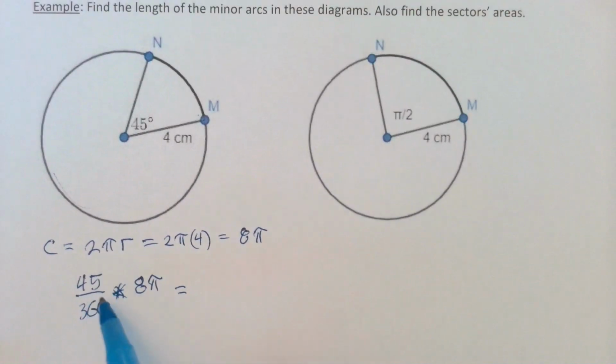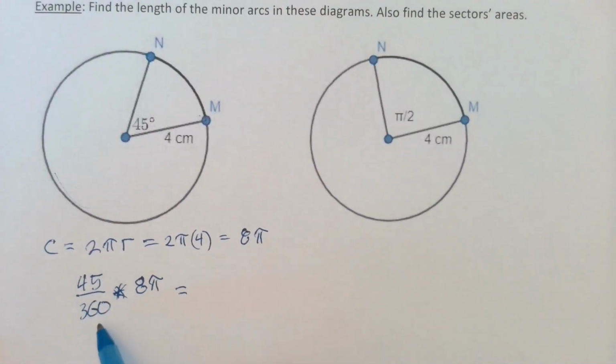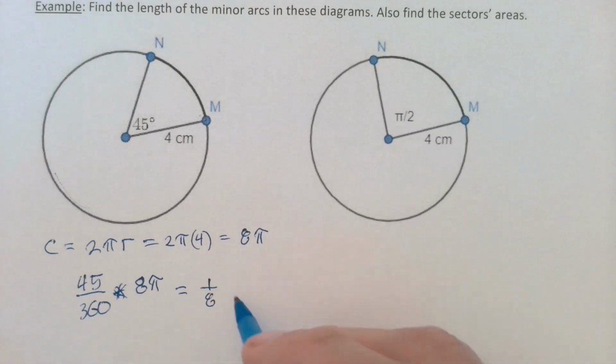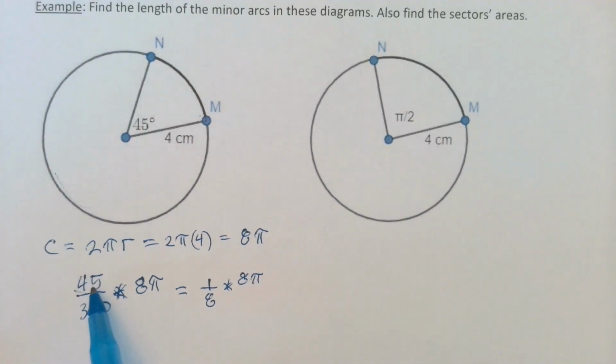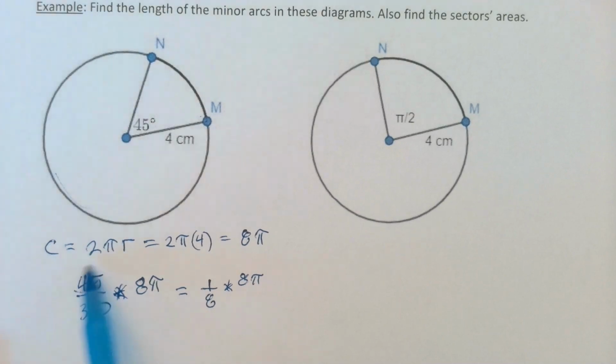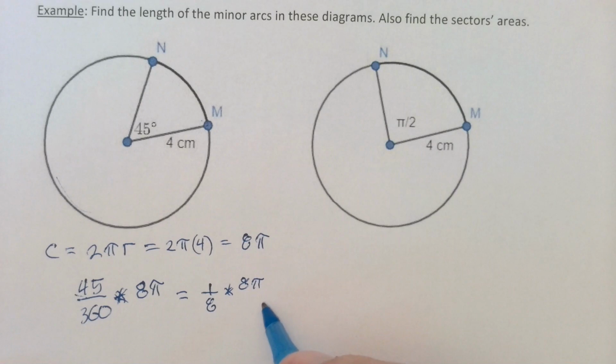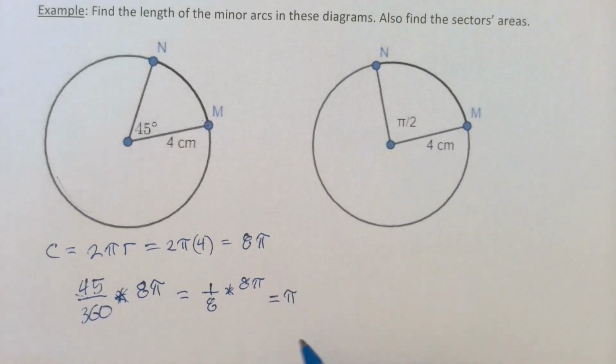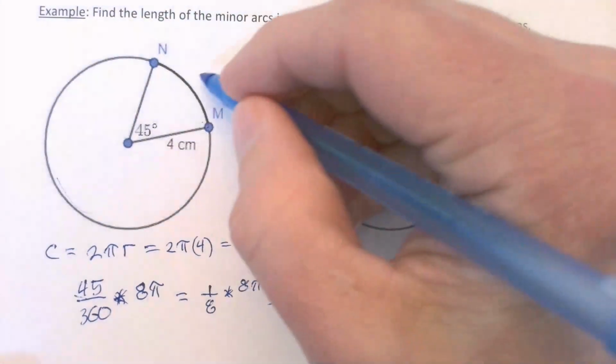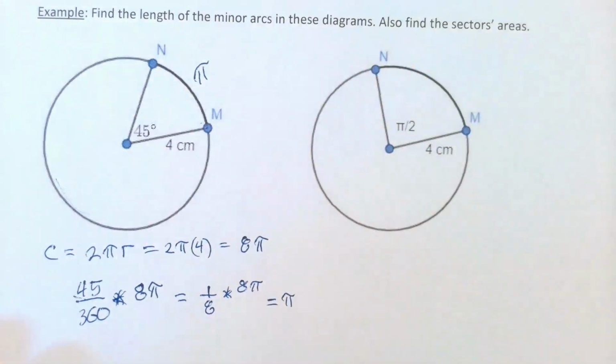Now, 45 over 360 reduces to 1/8. How do I know that? Well, because 2 of these makes 90, and there's 4 90s in 360. So there's 8 of these in there. Or just get a calculator to figure that out for you. By the way, 1/8 times 8 is just 1. And so we have our first answer. This arc has a length of pi.